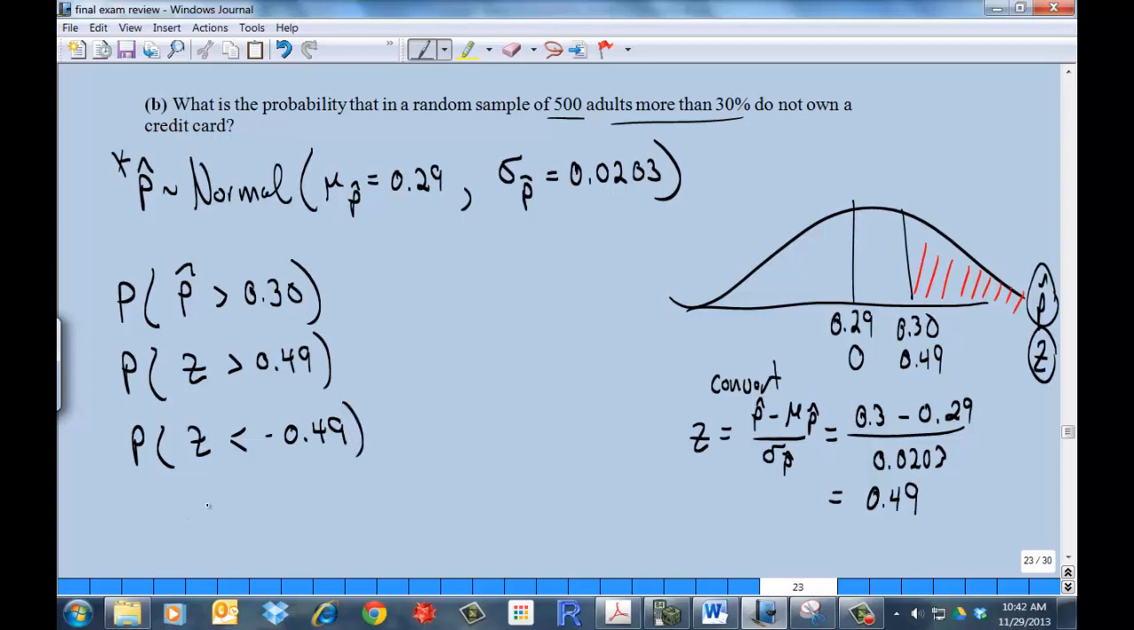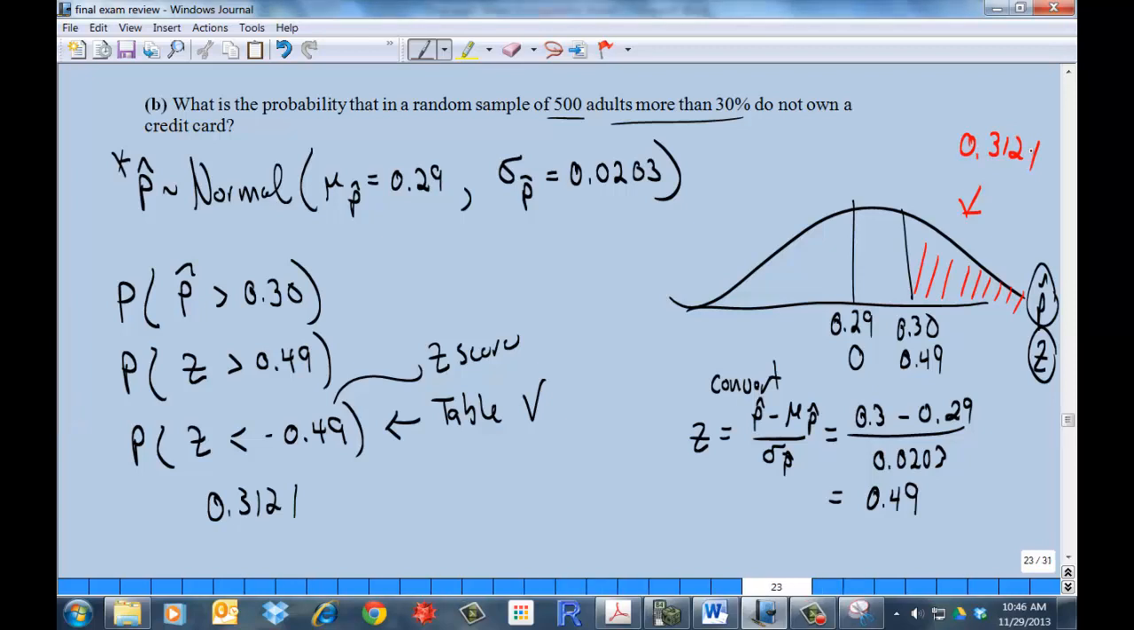And we look this up in the table. Remember, we look up table 5 now. We look up this z-score of minus 0.49 and we get 0.3121, which is also the probability, the area under the curve. Okay, moving on to the next question.